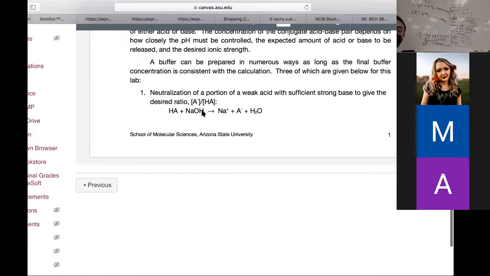Is there supposed to be 2 HAs, so the 1.25 HA plus HA? Yes, because 1.25 HA comes from here. It equals A minus. Oh, okay, I get it. Thank you. So HA is from here.